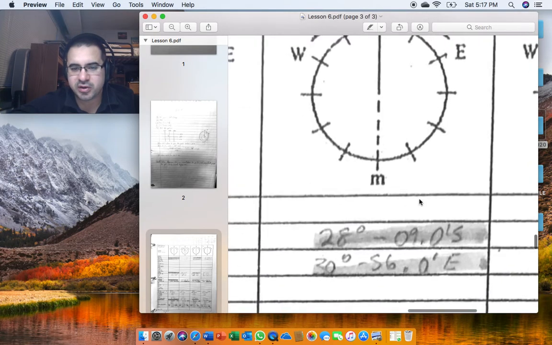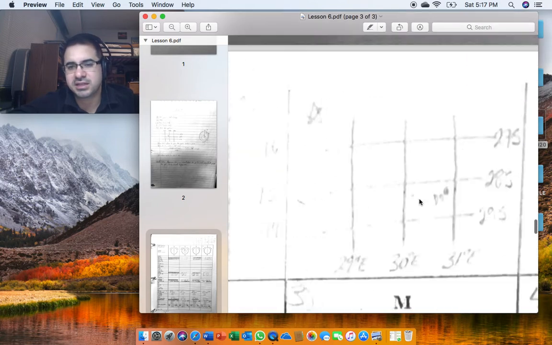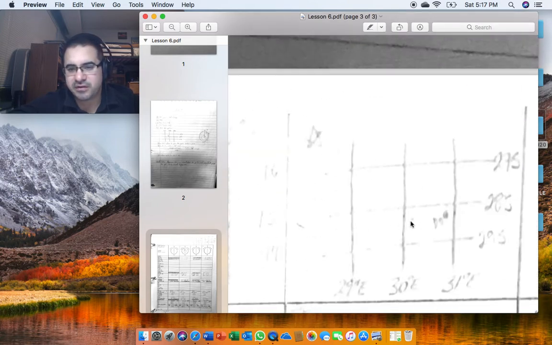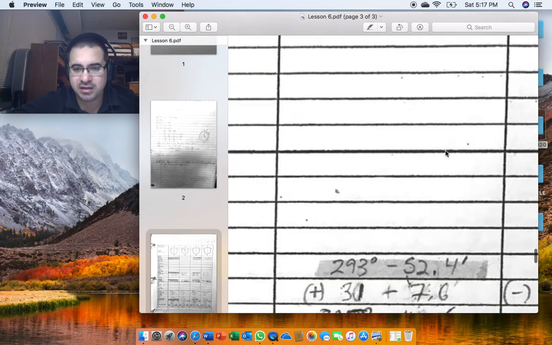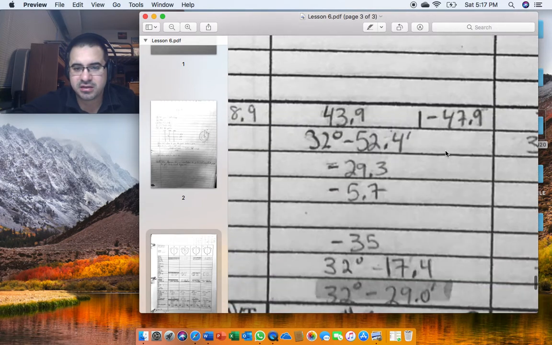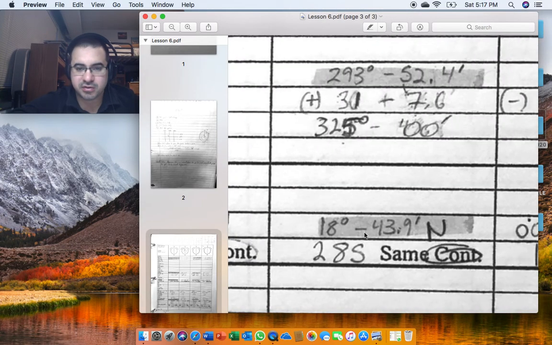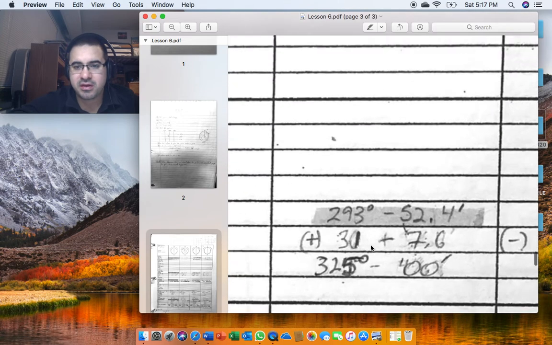And then it's 30 and then 56 east. So 30, 56. So 1, 2, 3, 4, 5 all the way to 56. We're here. This is 31 east. So our A latitude is 28 because we are closer to the 28. And let's see if that's correct. It is correct, 28 south. We know that it was east, remember?